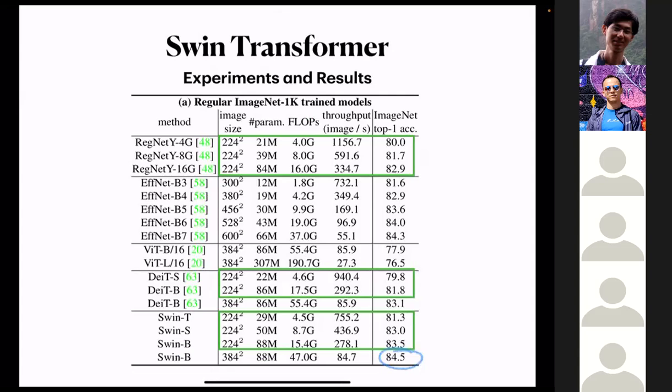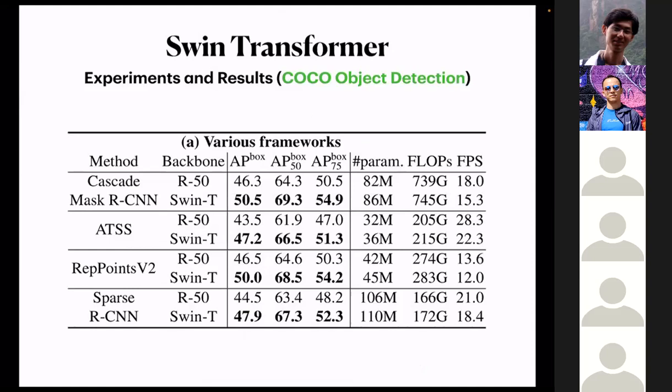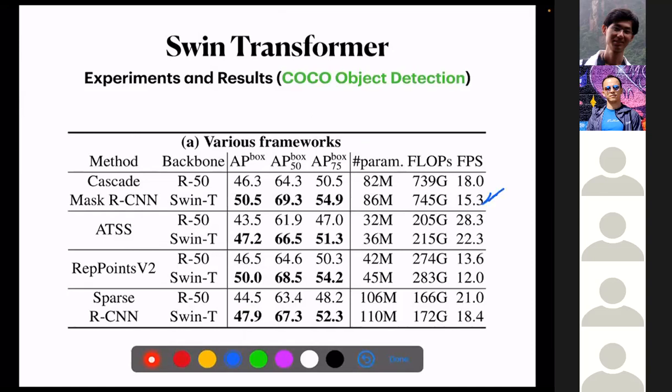And experiments and results in object detection are done on Microsoft COCO. The first experiment is trying different methods with two backbones. One is ResNet 50 and the other is Swin tiny. And Swin tiny consistently outperforms ResNet by over 3 average precision on average, but it is a bit slower, as you can see, with smaller FPS, but it outperforms. Another experiment. See the table again? Mm-hmm.